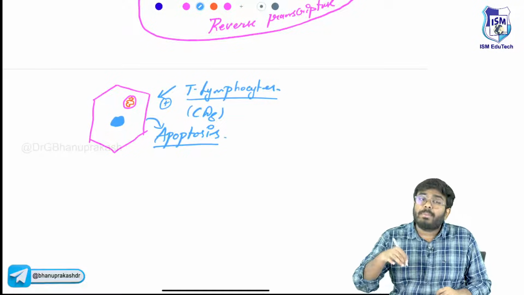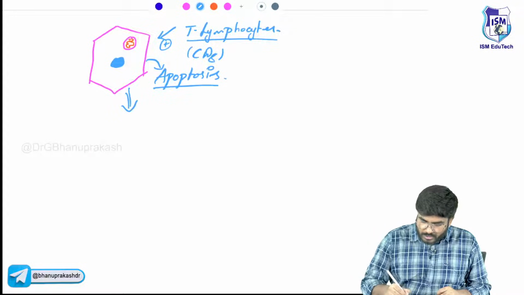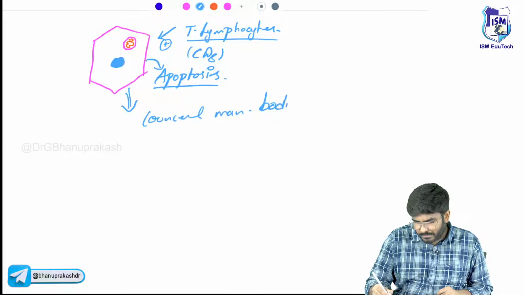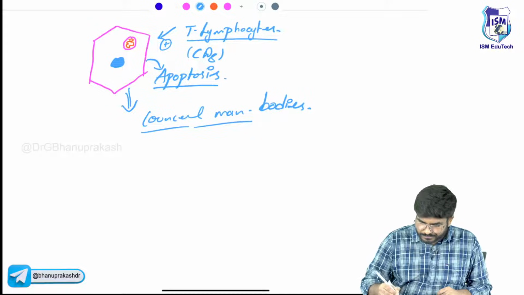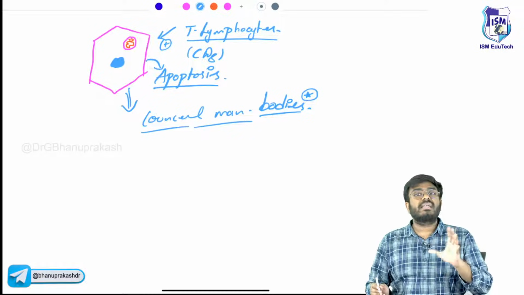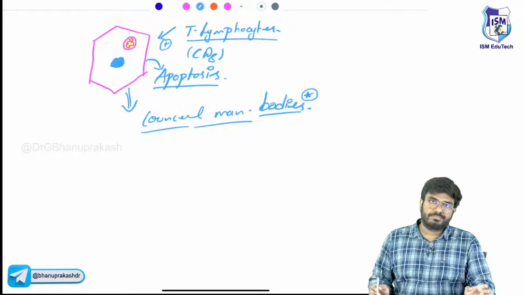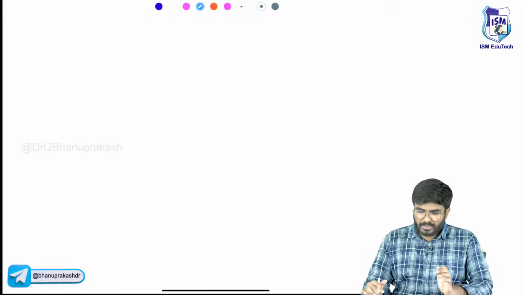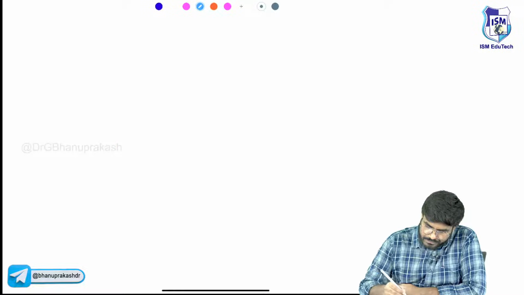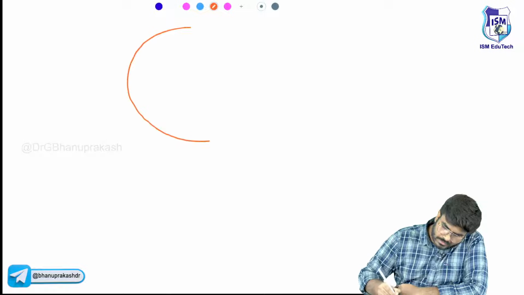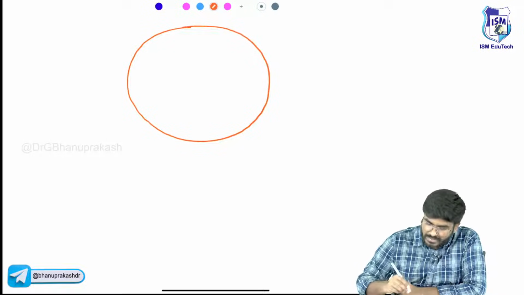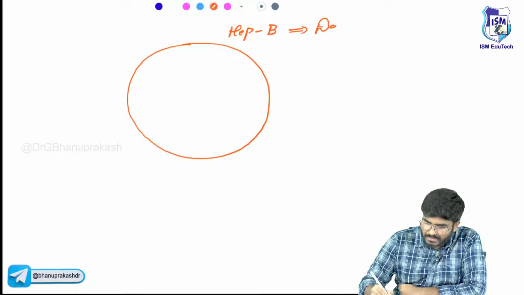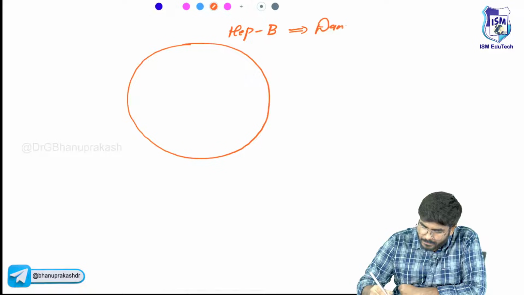So these apoptosing hepatocytes are called Councilman bodies. These Councilman bodies are nothing but the hepatocytes that are undergoing apoptosis. So dying hepatocytes are called Councilman bodies. That's the one point which I want you to know. So how is hepatitis B going to look? Now see, I'm showing the structure. This hepatitis B virus is also called a Dane particle. This virus is called a Dane particle.